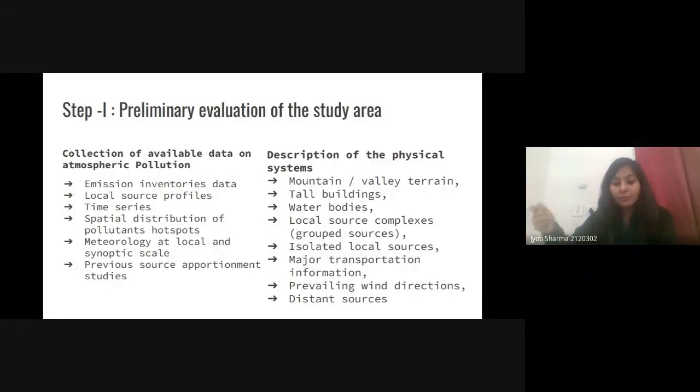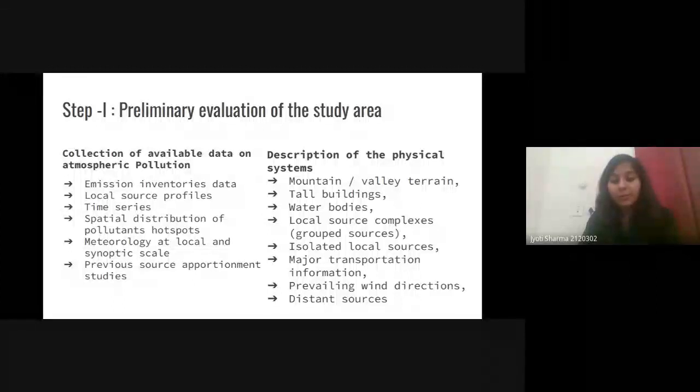So such kind of things, if you have, then you will also consider that. Meteorology at the local and synoptic scale, if you have the meteorological data, obviously you will consider. And previous source apportionment studies, if such studies have been done for that area, then you will also collect that.